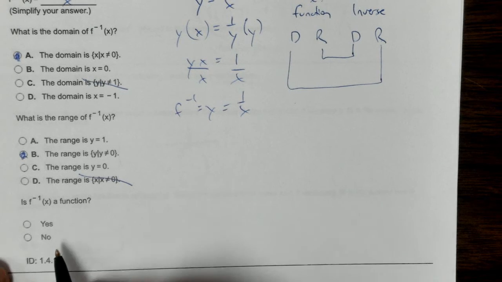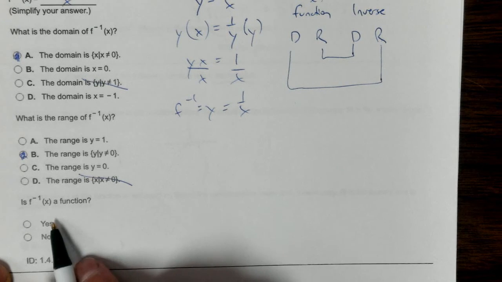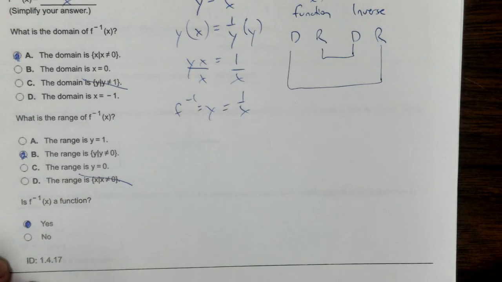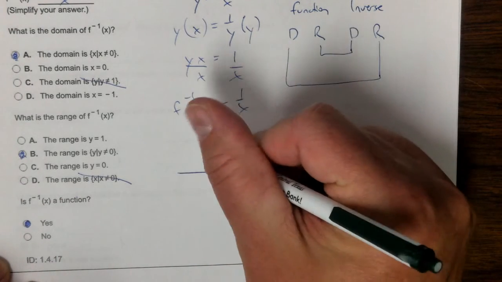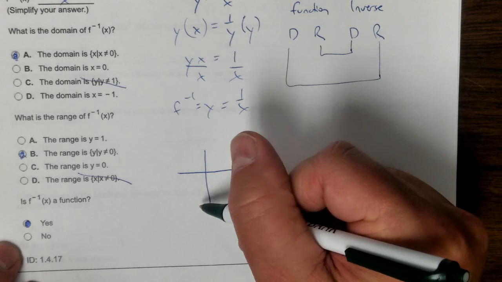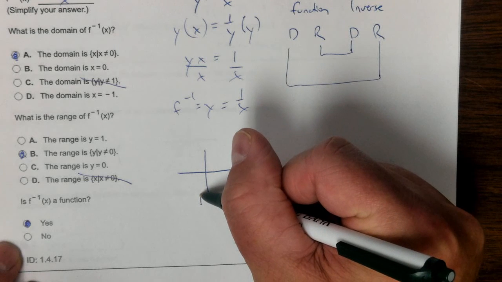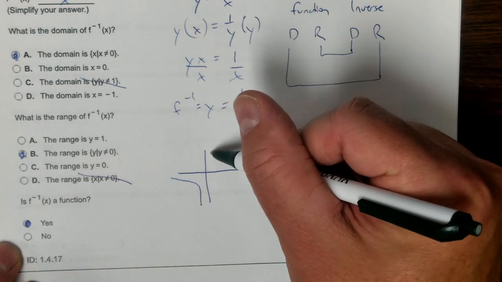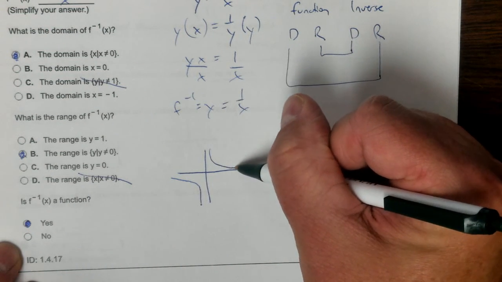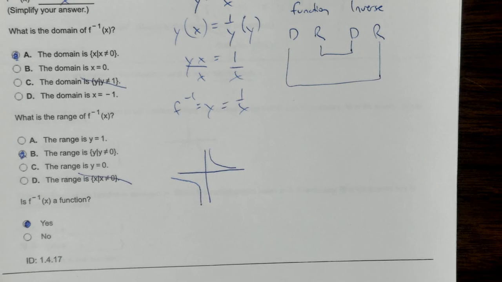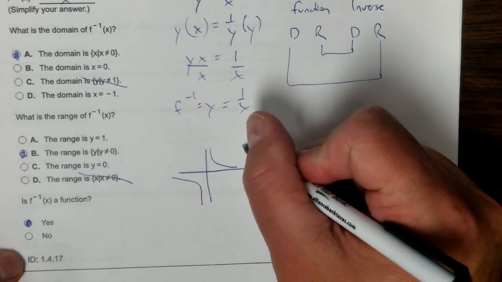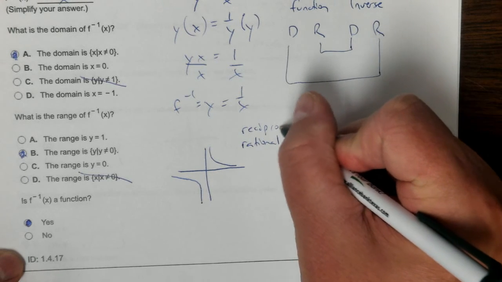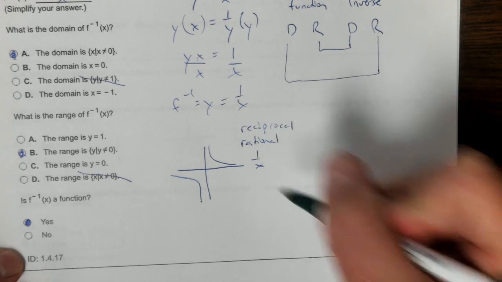And then this is a function because it passes the vertical line test. And if you remember, the graph of this looks like this. This is the one I described as you're going here and then you're making a left turn. Or you're here and you're making a left turn. So this is called rational, but we also say reciprocal. It's 1 over x.